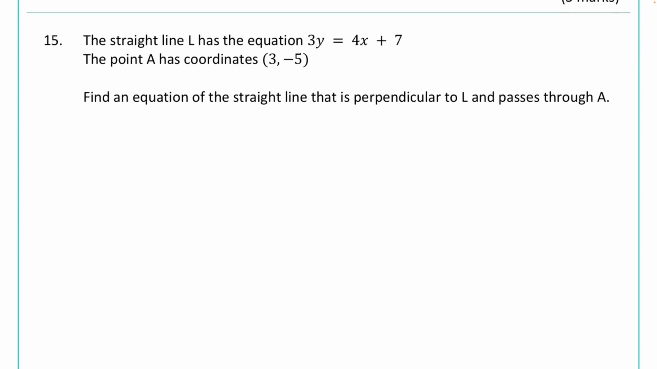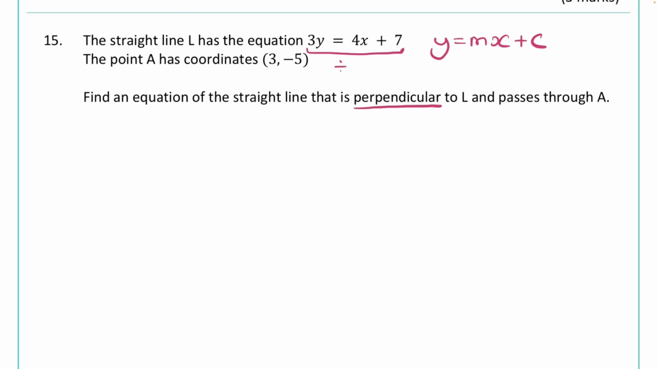So on to question 15, we have some perpendicular line equations. For this one here, we are told that a straight line L has the equation 3y is equal to 4x plus 7, and point A has the coordinates (3, -5). It wants us to find an equation of a straight line that is perpendicular to L and passes through A. So to start with, we need this equation in the form y is equal to mx plus c, so that we can see the gradient. If we are looking at a perpendicular line, we can then look at the negative reciprocal of that gradient.